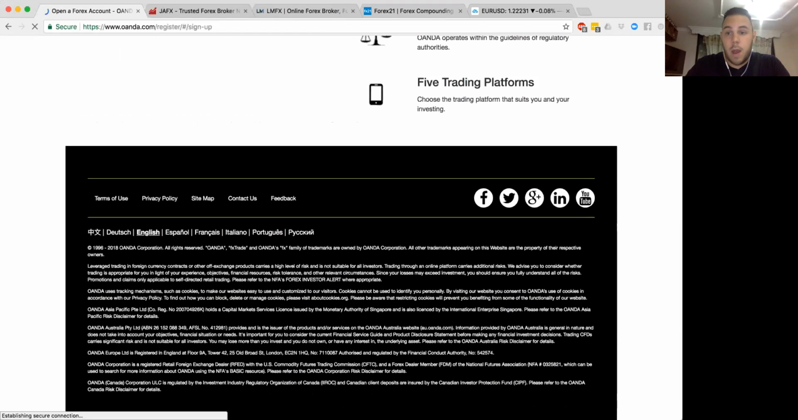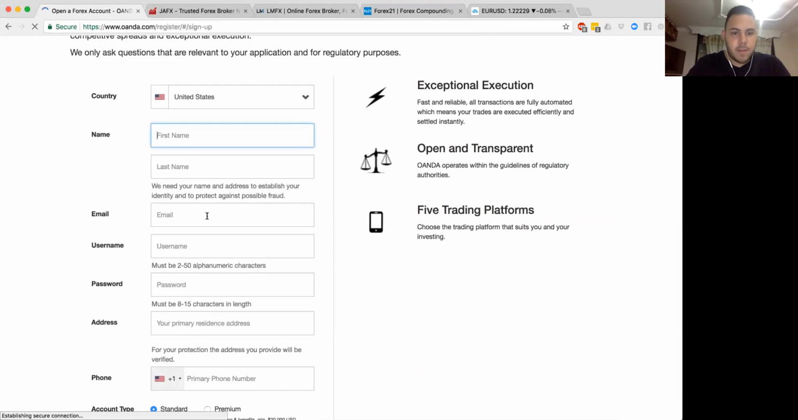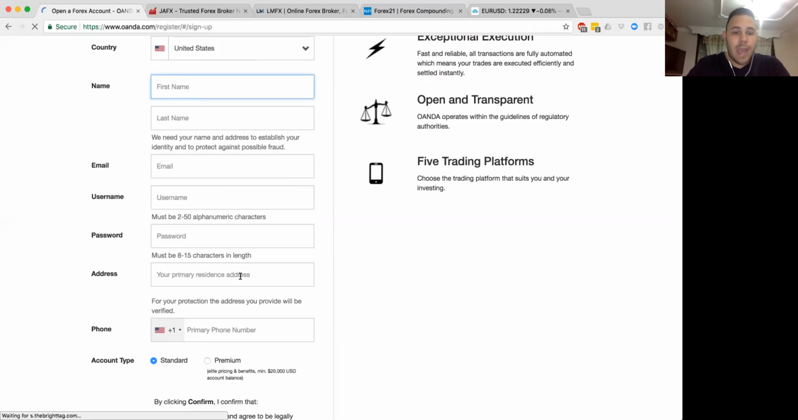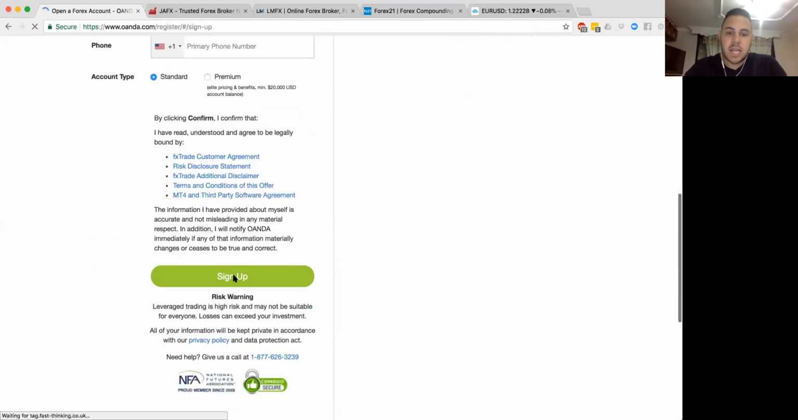I don't know why my computer is so slow. Okay, and then you just put first name, last name, email, create a username, password, your address. Make sure it's your real address because they will ask you for documents to verify that address, phone number, and do it standard. If you have a $20,000 account, you can do premium. Premium just means better spreads, okay? That's it. Sign up and you have your real account.